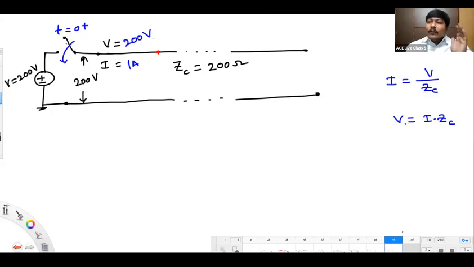Like that, voltage and currents developing along the transmission line are the same throughout the length till we reach the end of the transmission line. The 200 volts, 1 ampere, 200 volts, 1 ampere will be continuously developing on the transmission line towards the end. Have you understood this phenomenon? Please kindly tell me.